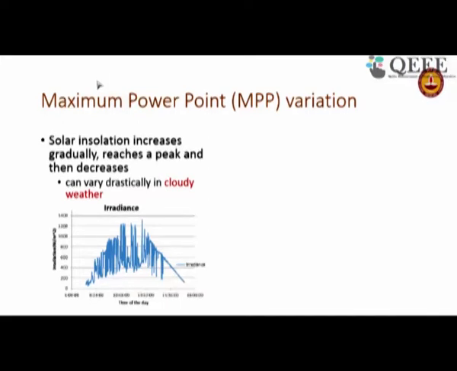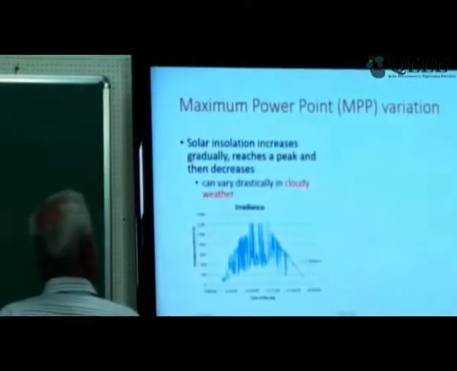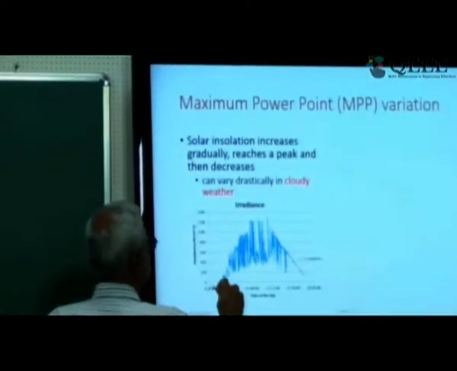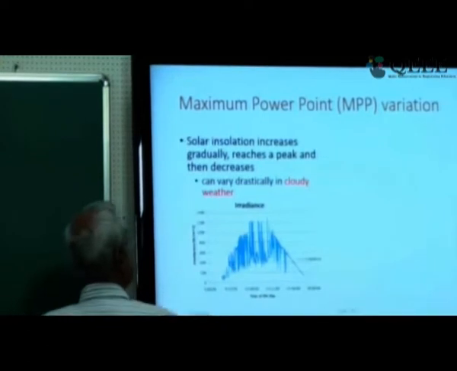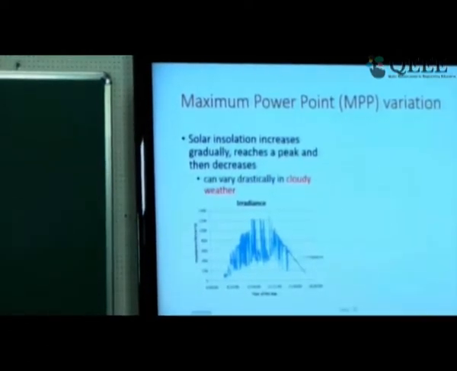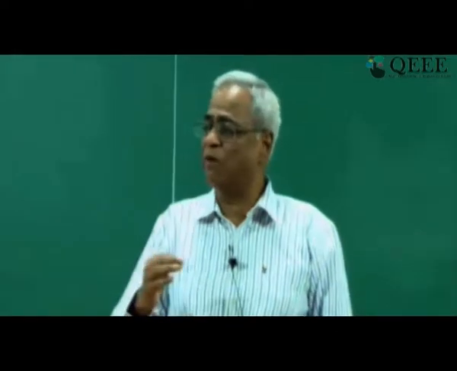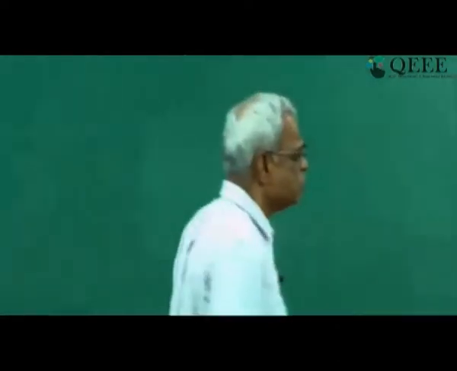First of all, sunlight starts early in the morning, around maybe 6:30, depends on the place, 6:30 and 7 o'clock. In this particular case it is 7 o'clock. This is called insolation, in watts per meter square. How much sunlight is falling on the solar panel is defined in watts per meter square. So at some particular point it is fairly low.